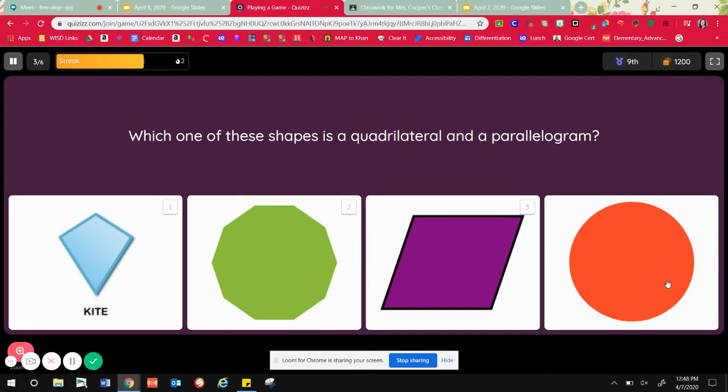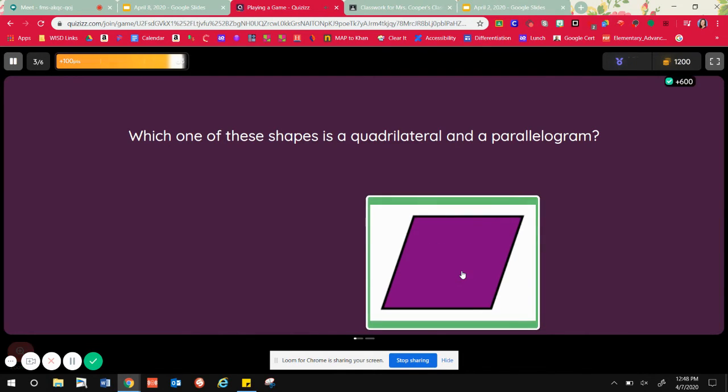Now I need parallelogram. Opposite sides are parallel. That means they would never touch. I am looking here at this kite, and I see that they don't curve, they lean in towards each other. So if these were to keep going to outer space, they would eventually touch. So they would intersect. So this purple shape is my only one that's a quadrilateral and a parallelogram, and top and bottom are parallel, side and side are parallel. They would never touch.